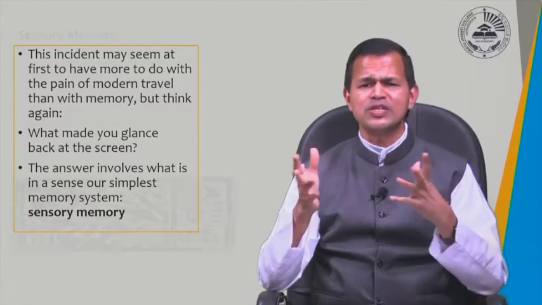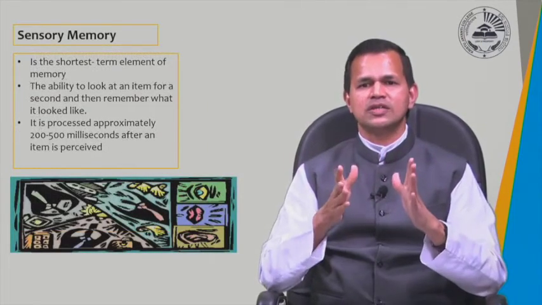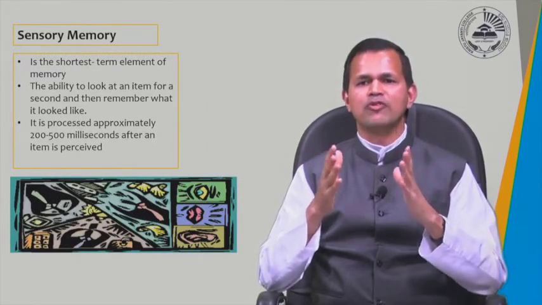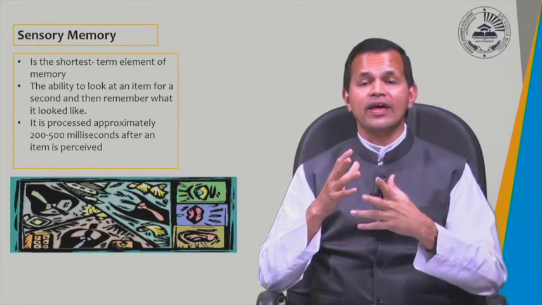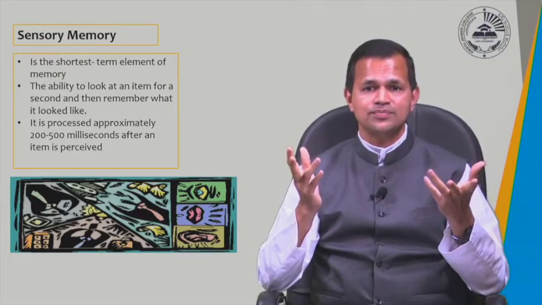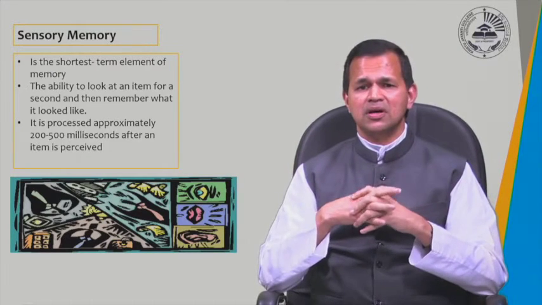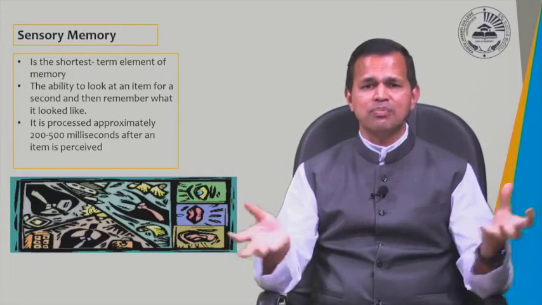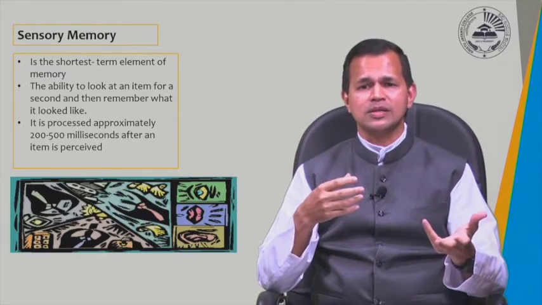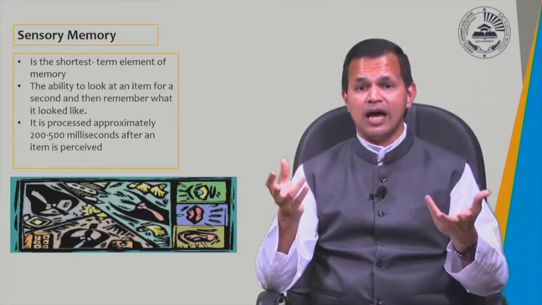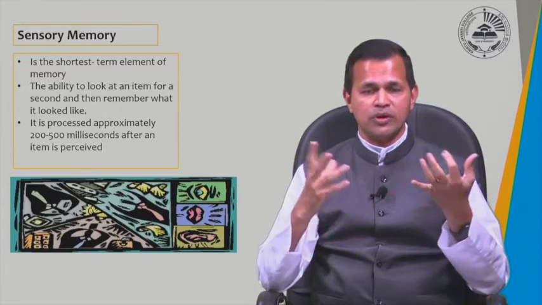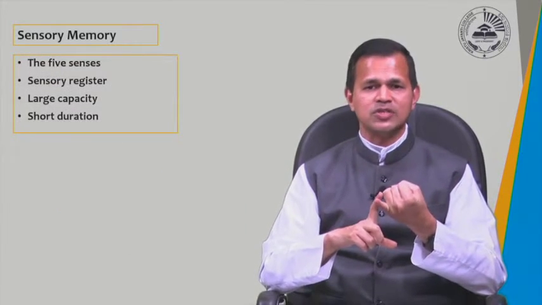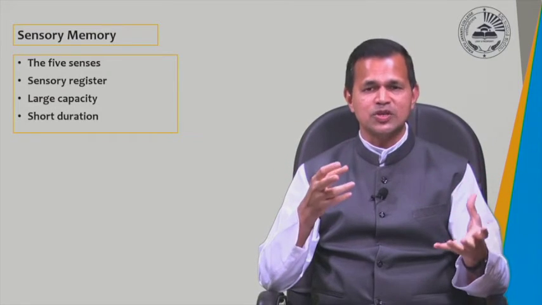Sensory memory is the shortest-term element of memory. It is our ability to look at an item for a second and then remember what it looked like. It is said that the sensory processes happen approximately 200 to 500 milliseconds after an item is perceived. We are using our 5 senses, and we have this sensory register, sensory memory.